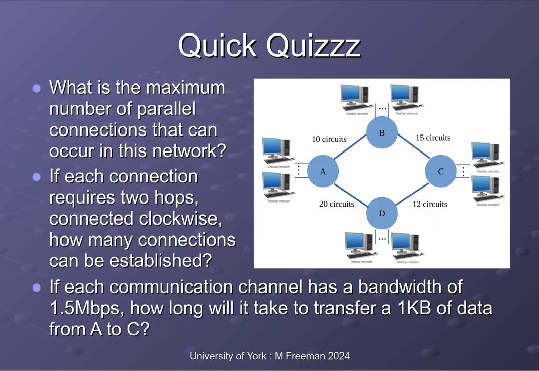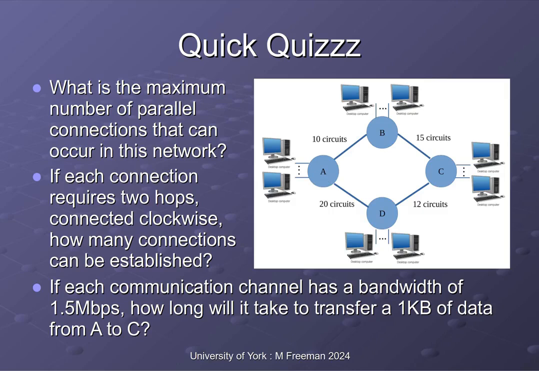Okay, here we have a quick quiz for you to do in your own time. We're looking at circuit switching. In this example here, we have 4 groups of computers: Group A, Group B, Group C, and Group D. They're connected to a shared network that is made up of multiple communication channels, or circuits. As you can see here, from A to B, we have 10 circuits. We have 10 cables. From B to C, we've got 15. From C to D, we've got 12. And from D to A, we have 20.